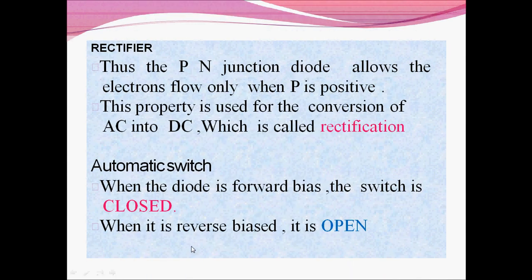The functions of the PN junction diode. It will function as a rectifier. Thus, the PN junction diode allows the electrons to flow only when P is positive. This property is used for the conversion of AC into DC, which is called rectification. The second function is as an automatic switch. When the diode is forward biased, the switch is closed, and when the diode is in reverse bias, the switch is open.